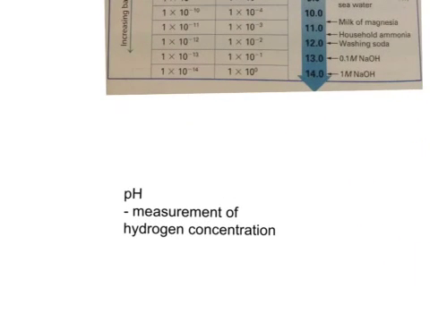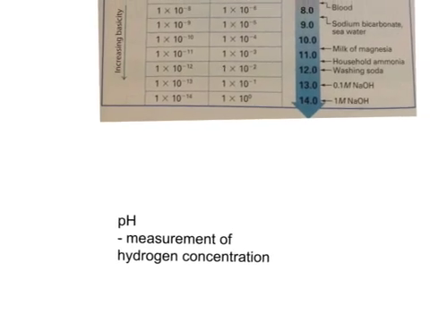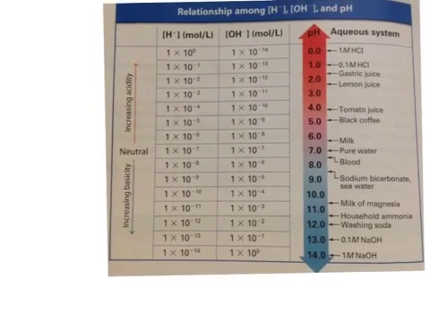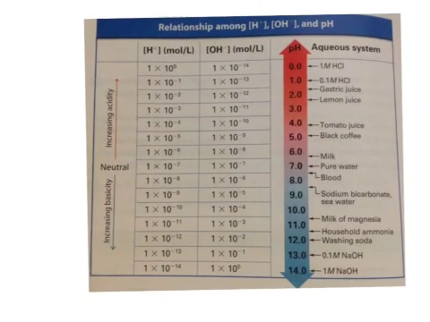Now, what is pH? It's a measurement of the hydrogen concentration. Okay, so the more acidic something is, the lower the pH is. The more basic something is, the less protons it has, or hydrogen. So you can see how this relationship works out. At neutral pH, we have an equal number of hydrogen and hydroxide ions, and that's a pH of 7. And that's roughly equal to pure water and blood.